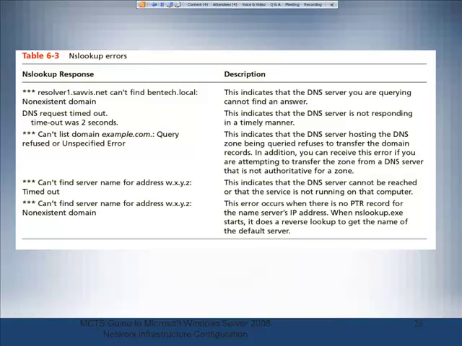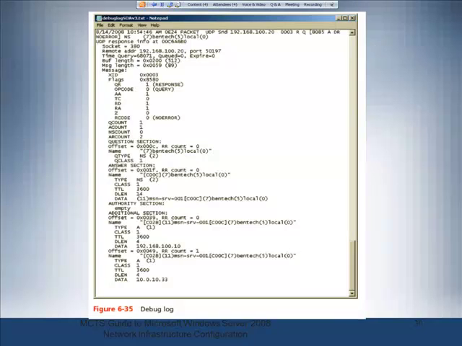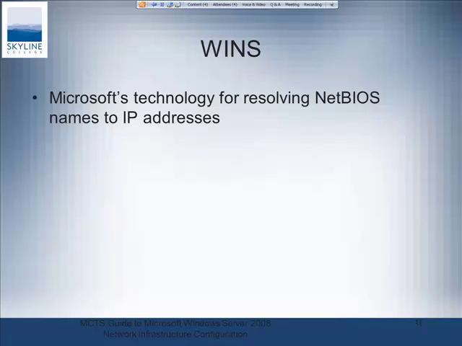And what NS lookup does is test DNS for you. Debug log, capture the packet, the different switches in NS lookup. WINS, a Microsoft technology for resolving NetBIOS names to IP addresses. NetBIOS is basically the computer name that you have. Single name lookup, not fully qualified domain names.